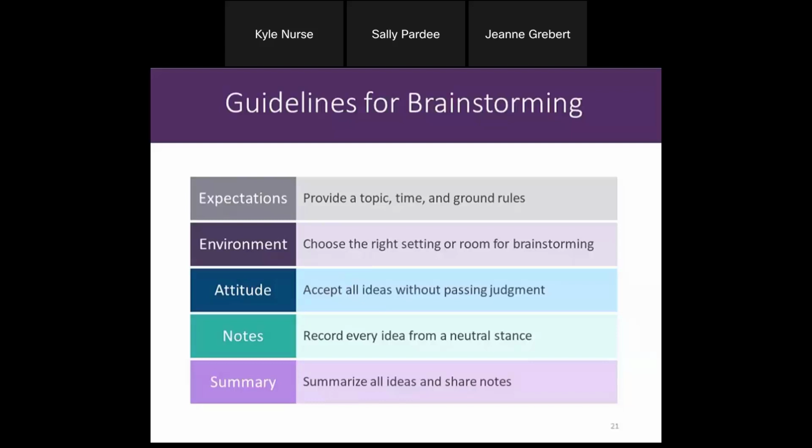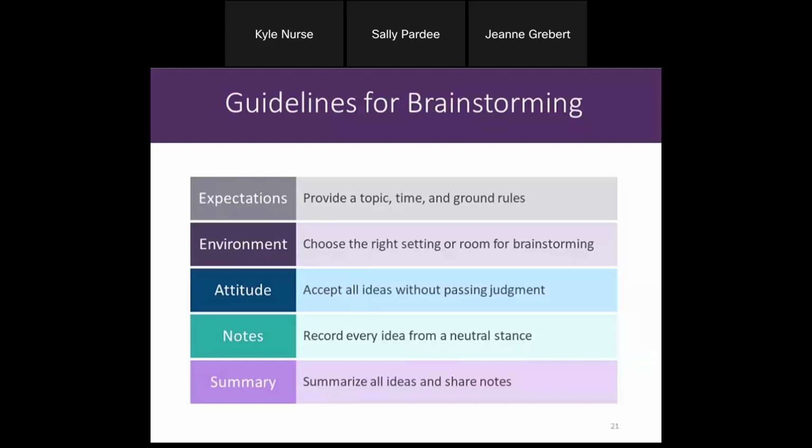For brainstorming to work well, there are some guidelines that you should follow. First, it's best to set expectations in advance. You want to tell the team what the topic is and set a time limit that works for the size of your group. Explain how members can share their ideas, whether everyone can just shout out their idea or whether people should take turns.